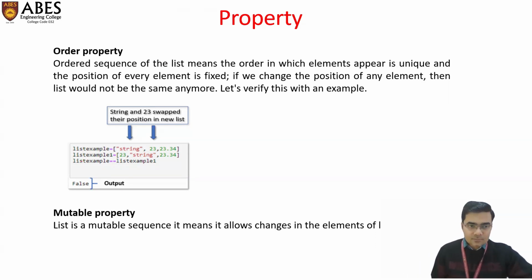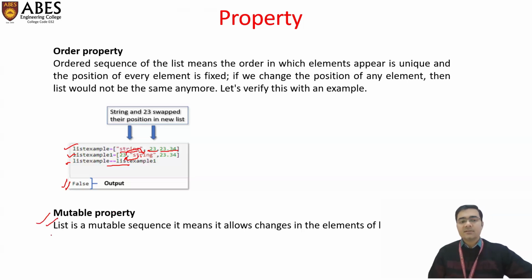You can see here in the first example you are using the three elements string, 23 and 23.34, and string and 23 swap their position in the new list. In the new list you can see that the string and 23 values are swapped. But in the next line when you compare both lists, they are different, that's why it returned the false output. So the order property basically says that every element has its unique index value. If you change any element corresponding to its index, then your list will change.